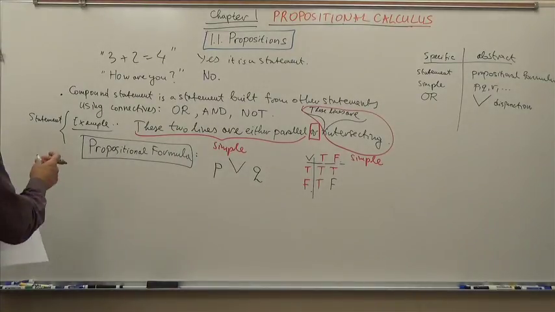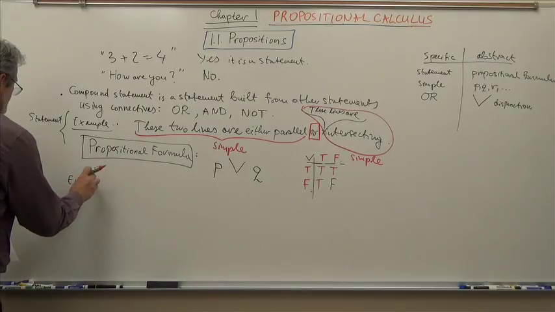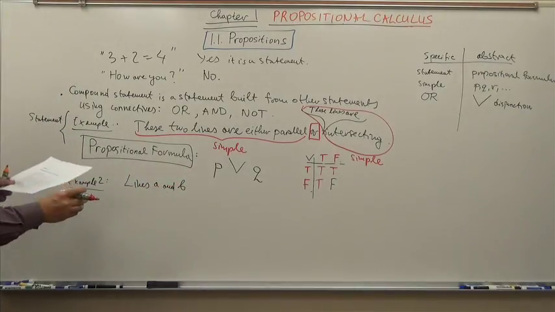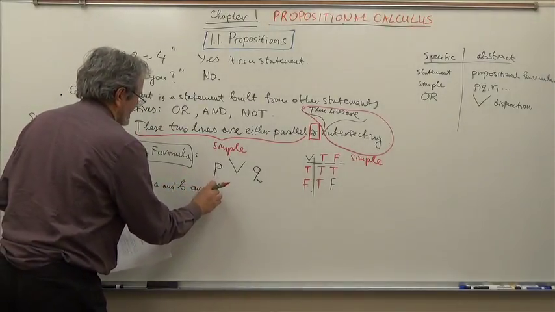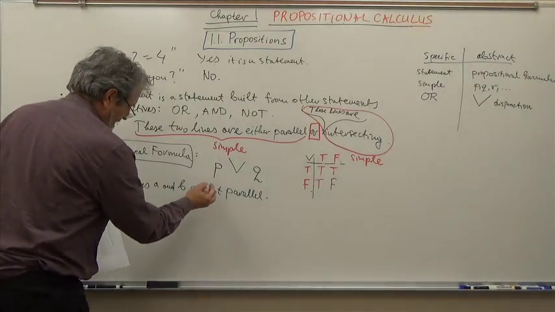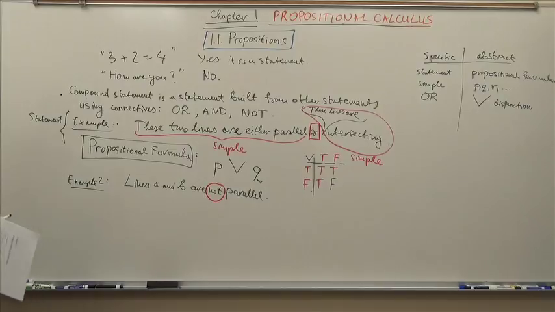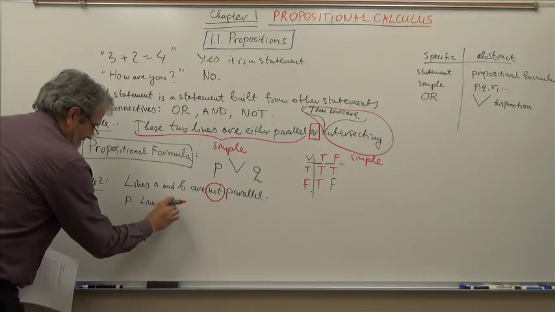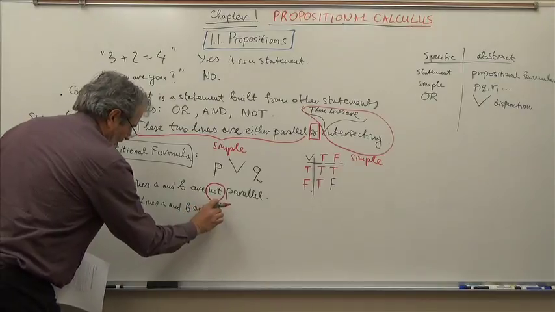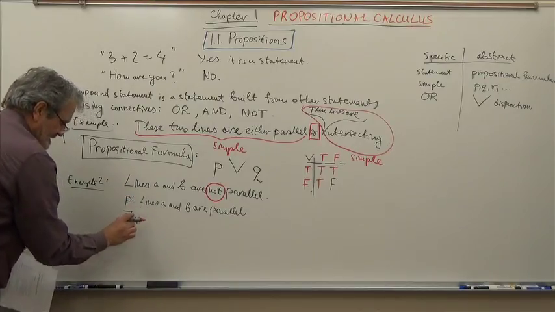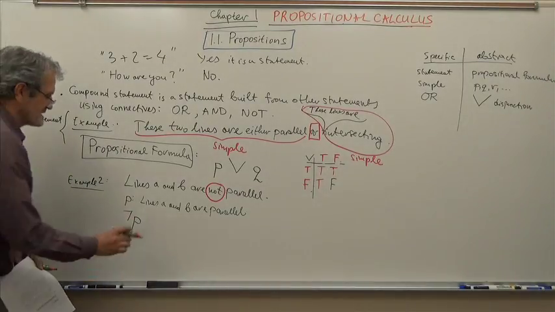Next statement, let me see if I have space ahead. Example 2. Lines A and B are not parallel. So you see, we can think of it as a statement that's built out of the basic statement that lines A and B are parallel, and then someone did the negation. So we can say the following. If we think of P as interpreting the fact that lines A and B are parallel, then our statement is described as not P. This is simple negation, and we read it as not P.